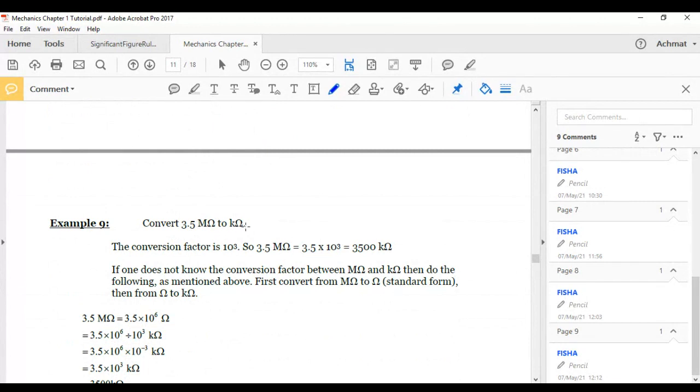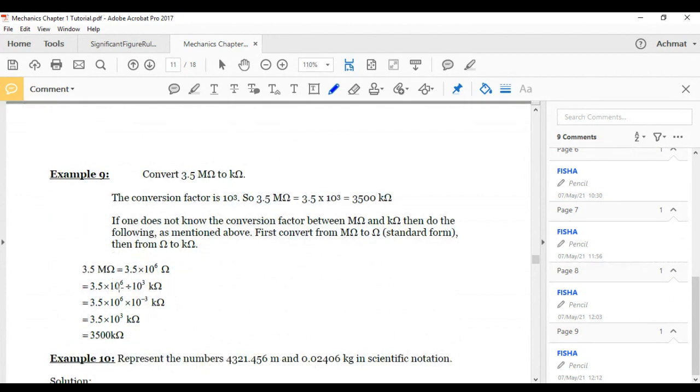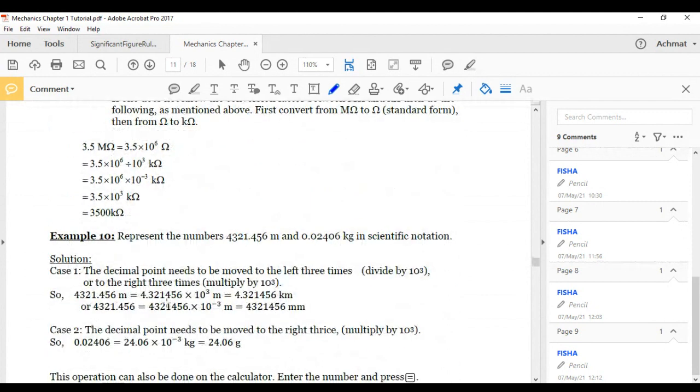Convert from mega ohms to kilo ohms. What can we do here? If you know the conversion between mega and kilo, which is 1,000, then you can work it out. Alternatively, convert from mega ohms to ohms first, standard form, and then from standard form, you convert it to kilo ohms. And you can get the answer over there.